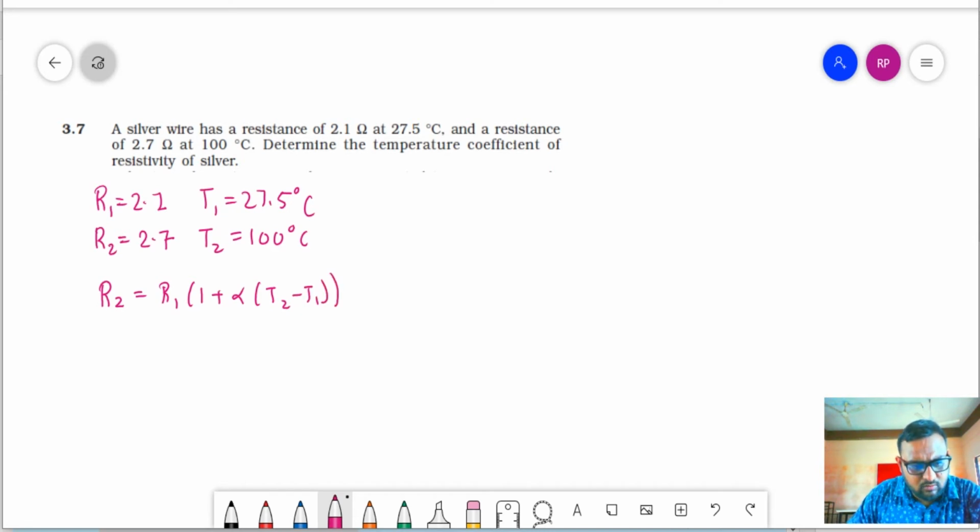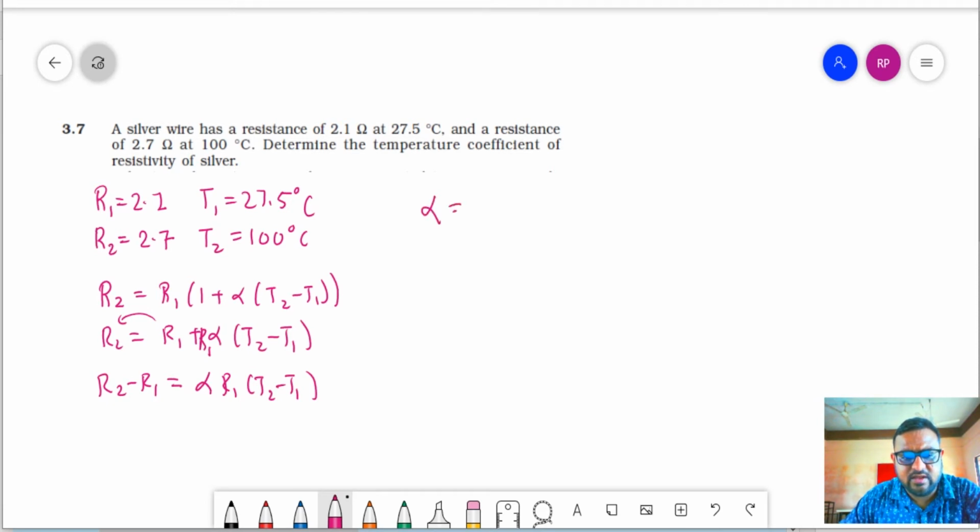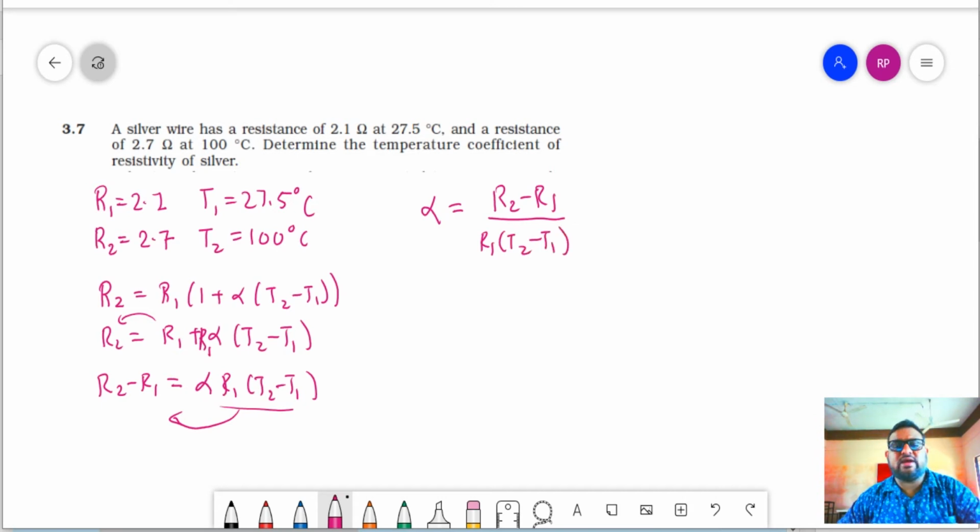Okay, so R2 is equal to R1 into 1 plus alpha into T2 minus T1. So taking this R1 on this side, R2 minus R1 equal to alpha R1 into T2 minus T1. So alpha will be equal to R2 minus R1, and taking this in the denominator, upon R1 into T2 minus T1.